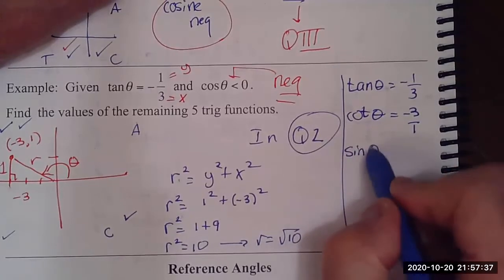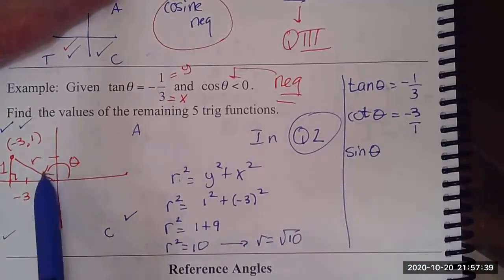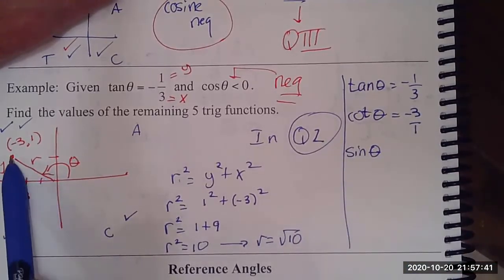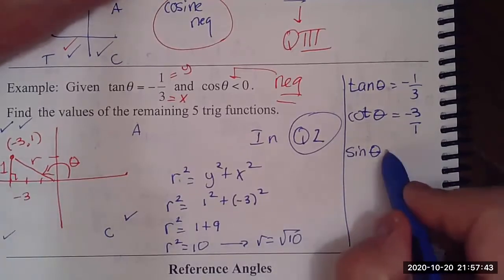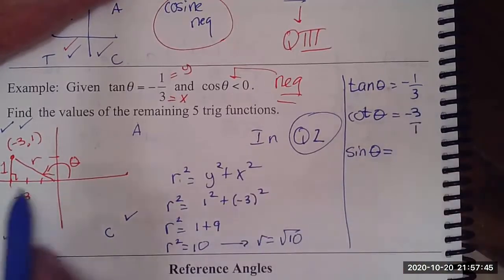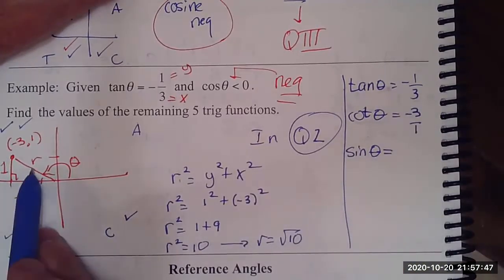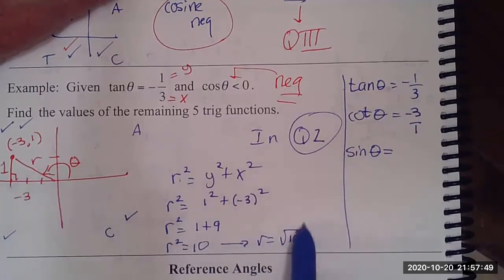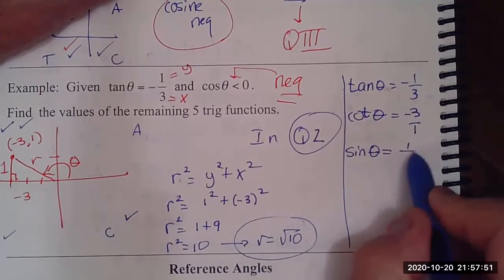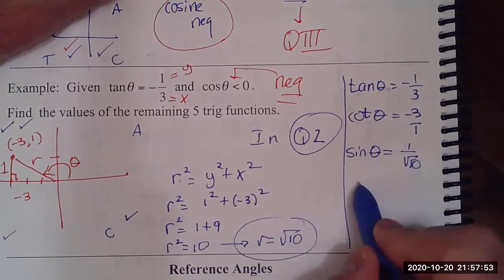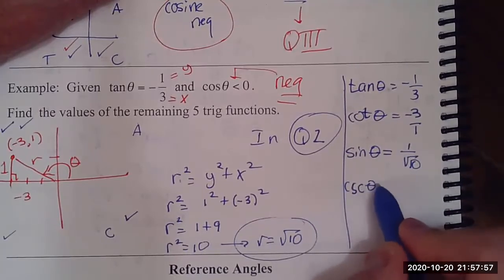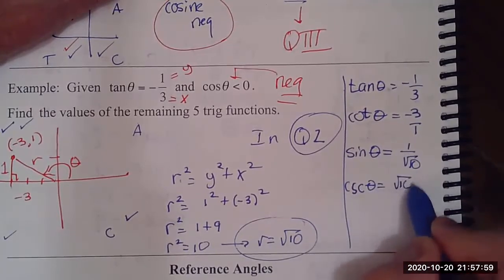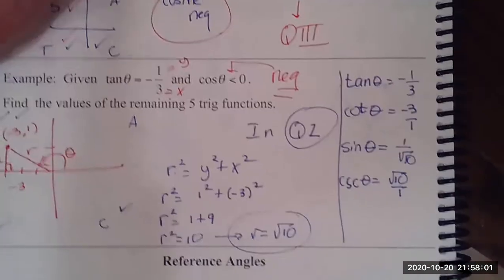Okay, next, let's do sine of theta. Sine is y over r. That's 1 over root 10. Remember, r is root 10. The reciprocal of sine is cosecant of theta, which is root 10 over 1, or just root 10.